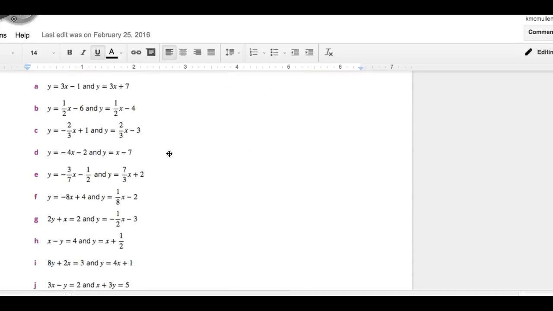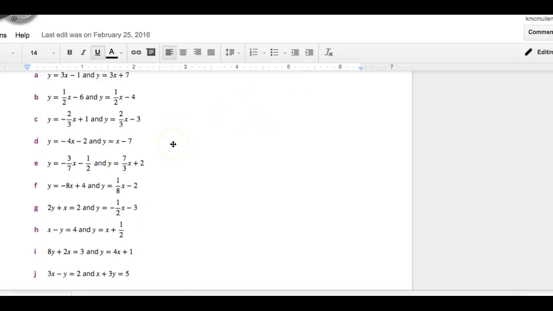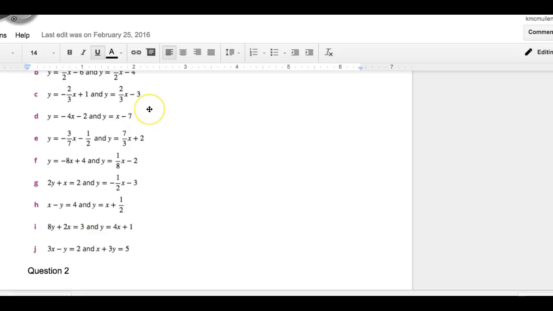Okay, so let's have a look now. Before we decided which ones were parallel, let's have a look at which ones might be perpendicular. Okay, so remember it's the negative reciprocal. So I'm going to actually do some writing here. Let's look at C, because remember C wasn't parallel. A and B, they were parallel, but C wasn't.